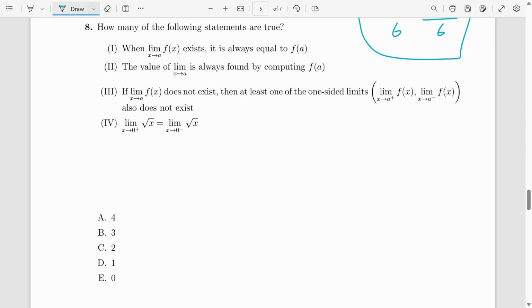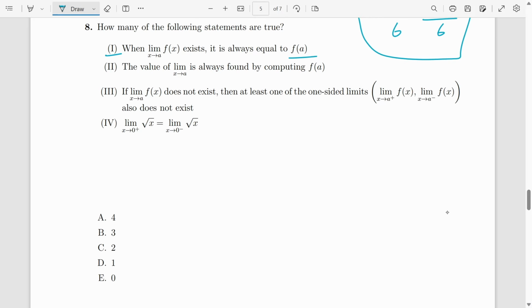But anyways, all right. So we're going to go through all of these and figure out if they're true or false and then get our number at the end. So, statement one: when the limit at a certain point exists, it is always equal to f of that point, like its definition at that point. So, what is the difference between a limit and a definition?